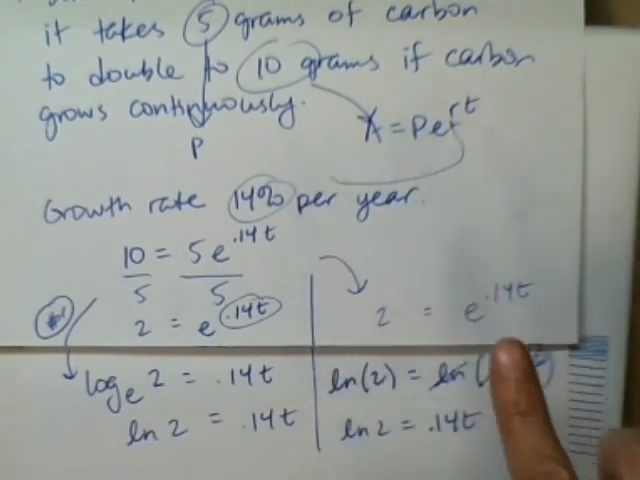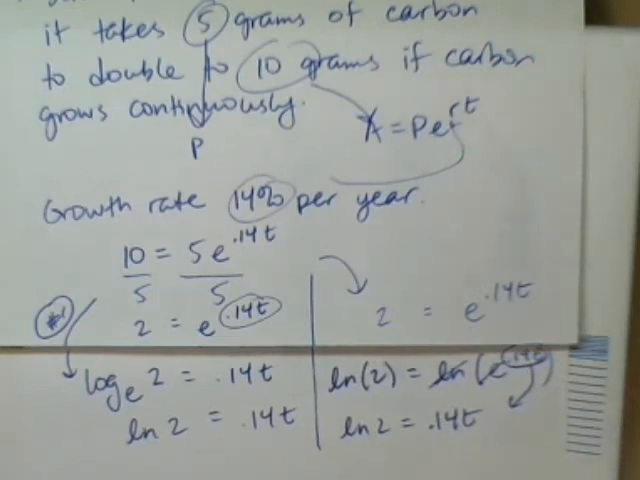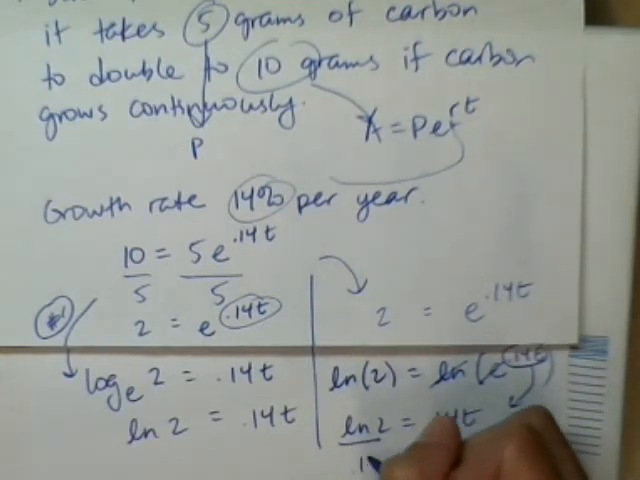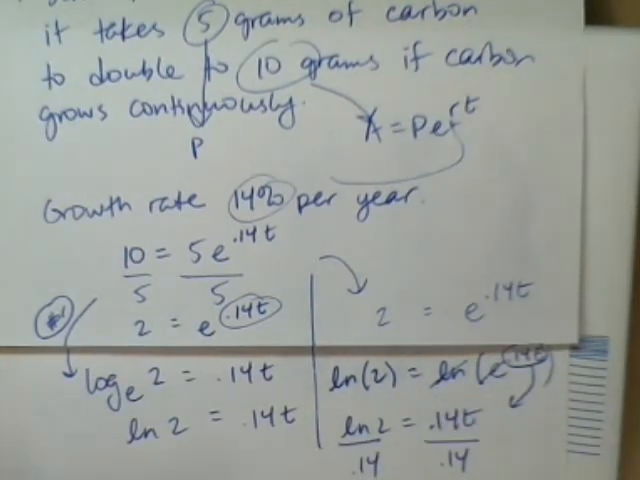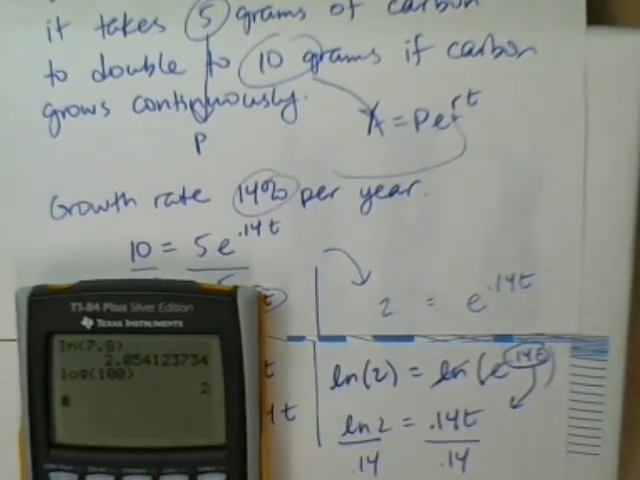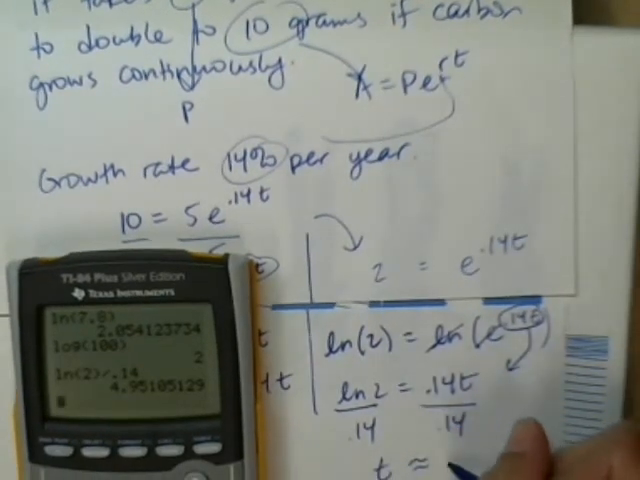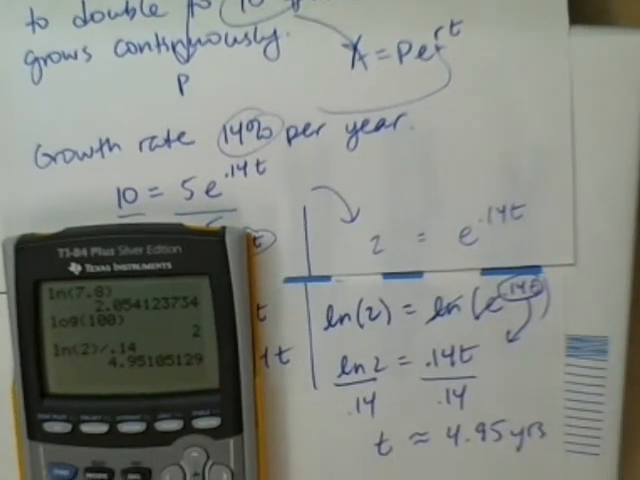I'm going to be doing this one in the next example as well. So that means that we've got the natural log of 2 equals 0.14t. If I divide both sides by 0.14, I'm going to come up with my answer. So I'm going to type this into my calculator. The natural log of 2 divided by 0.14, and I end up with t is 4.95 years. So almost 5 years.